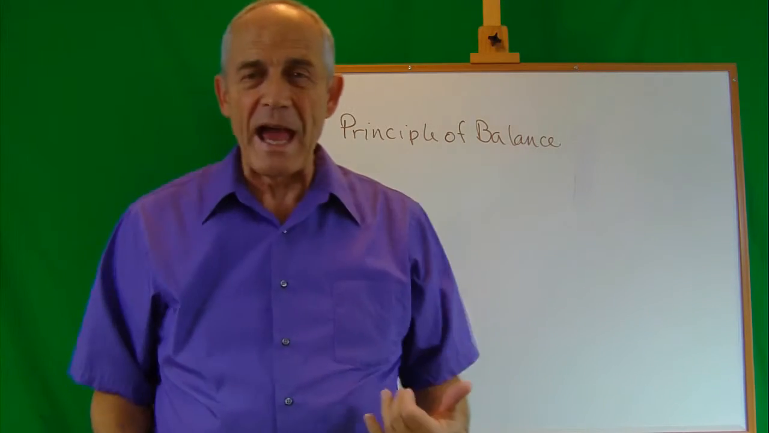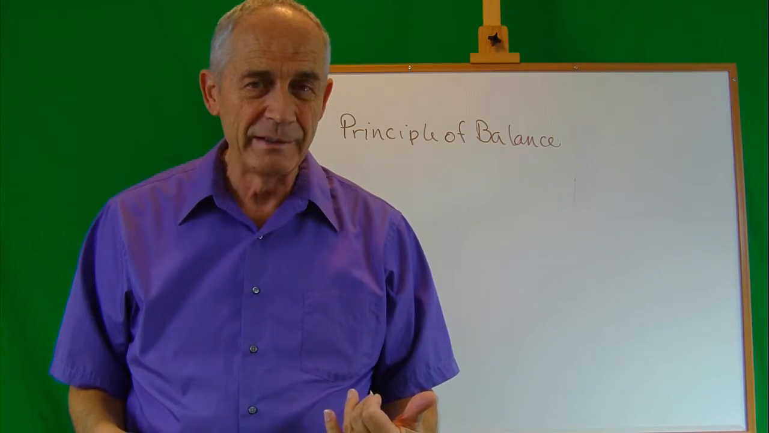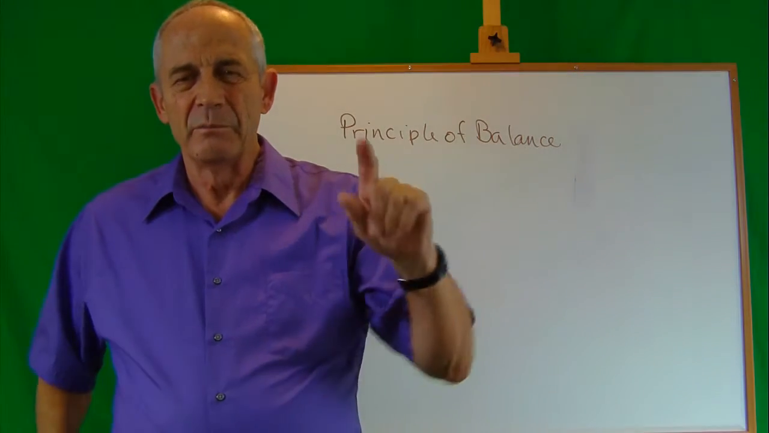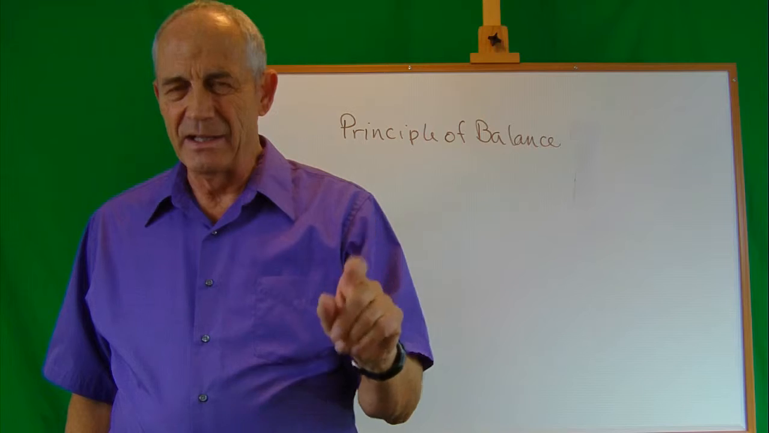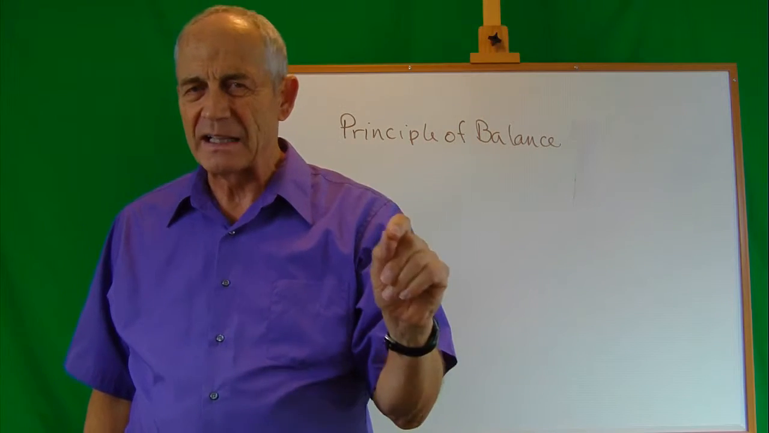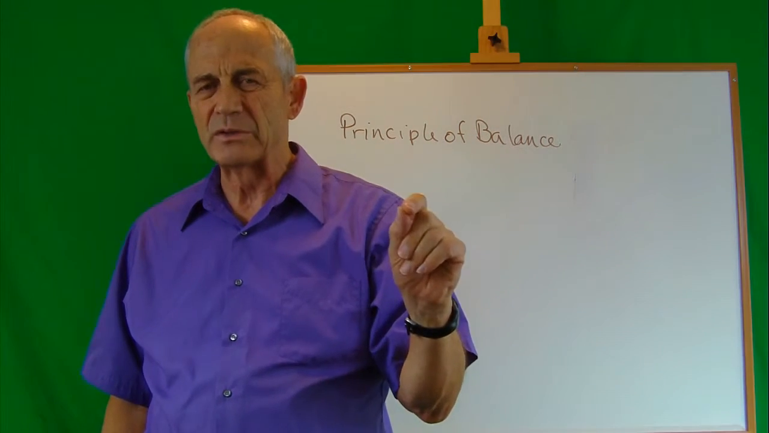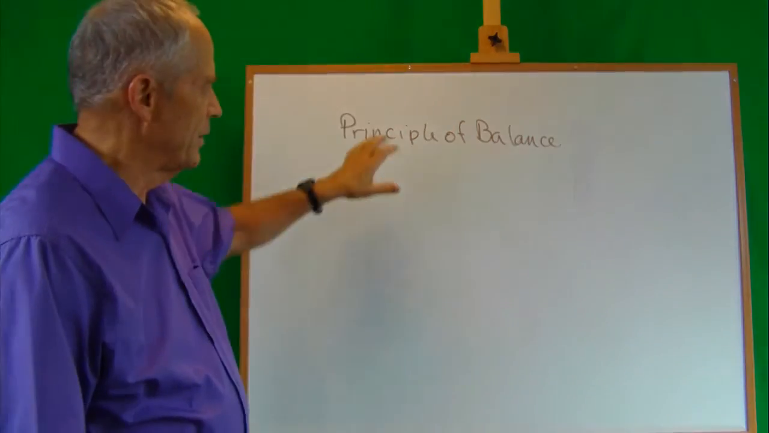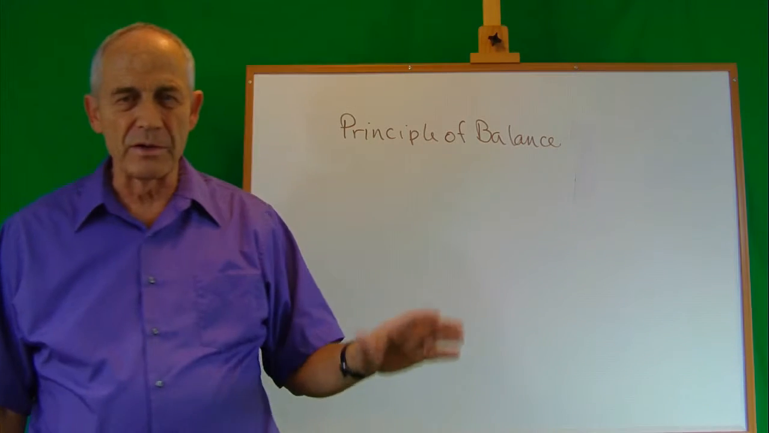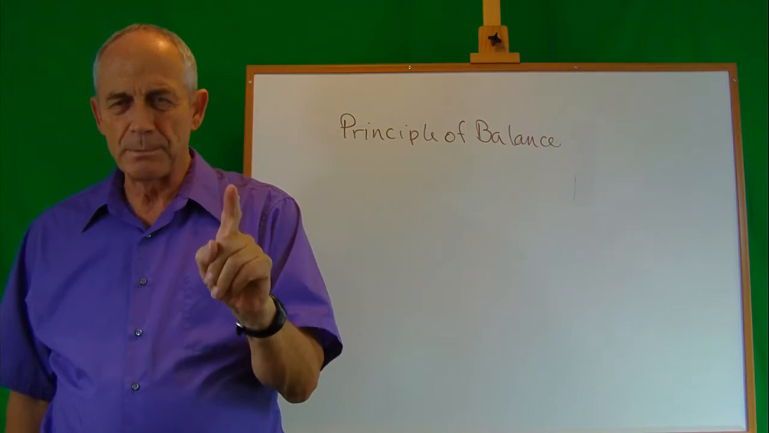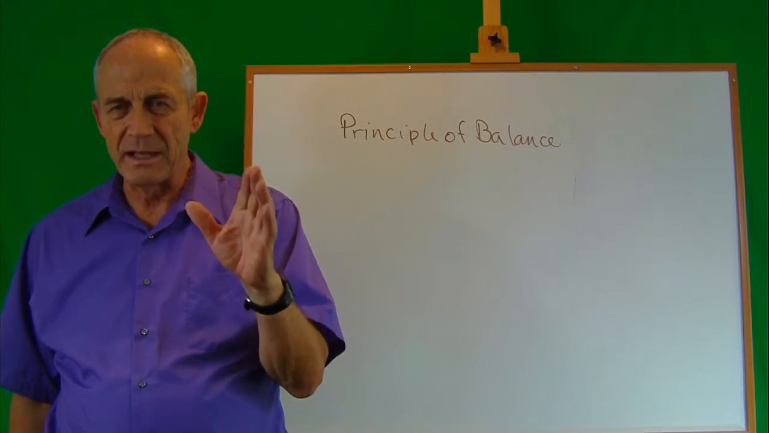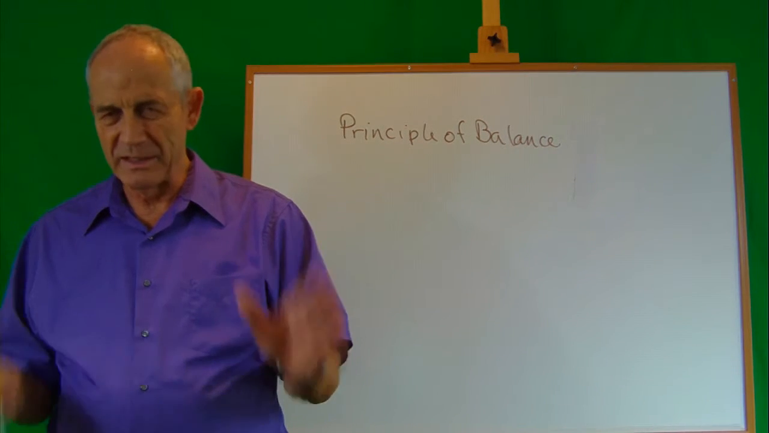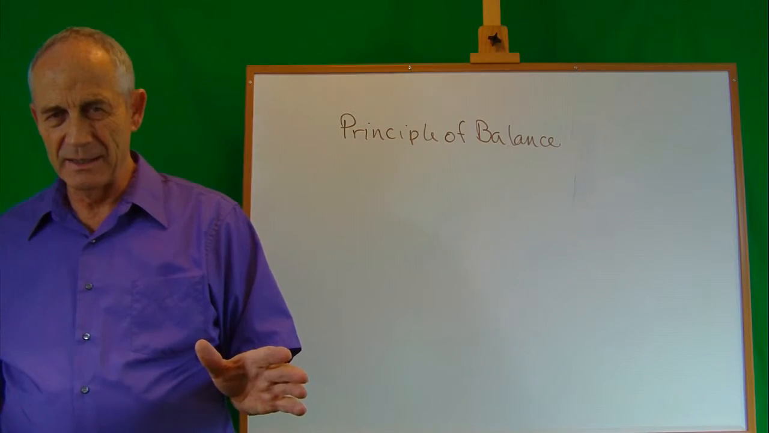If I came and took half of the weights away from one, I'd have to take half of the weights from the other one. Basically, the idea is you have to do exactly the same thing to both sides if you want to maintain the balance. So when you see the principle of balance, it simply means whatever you do to one side, you have to do exactly the same thing to the other side.